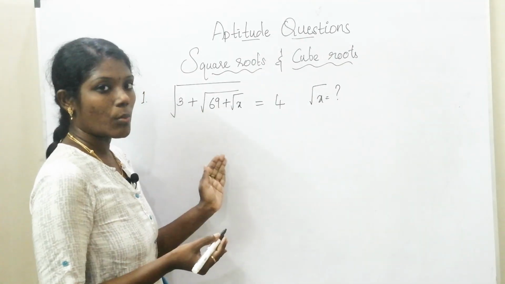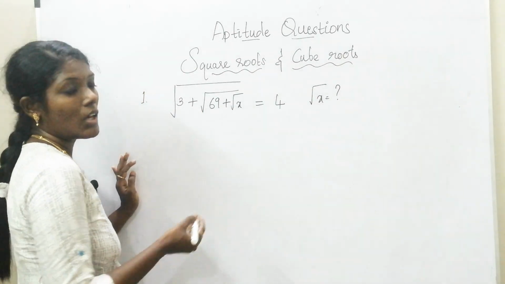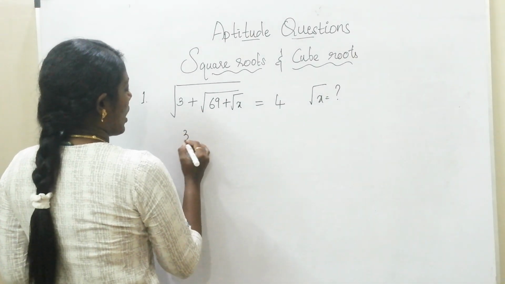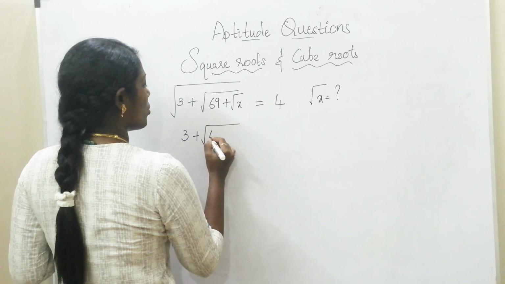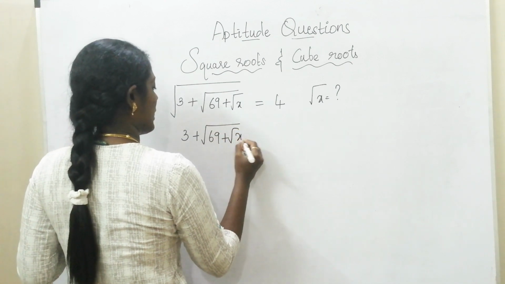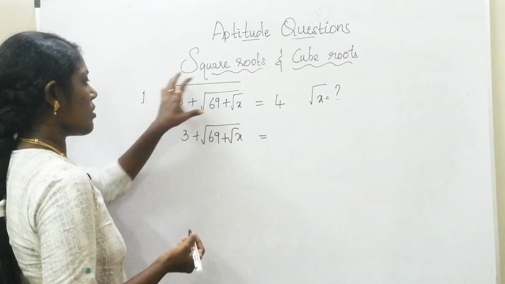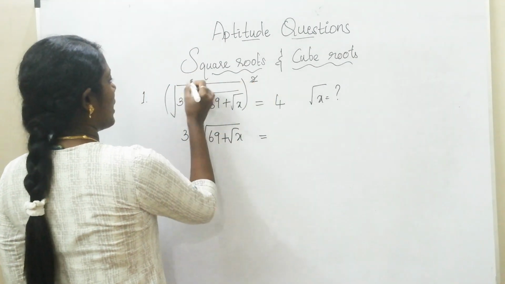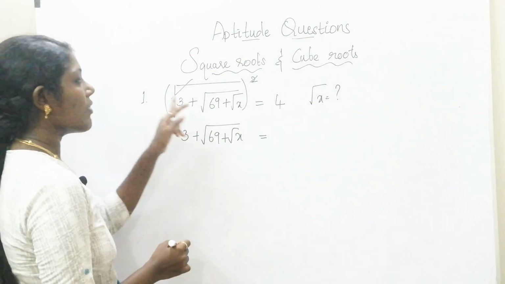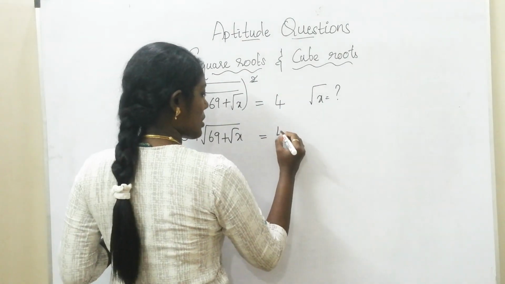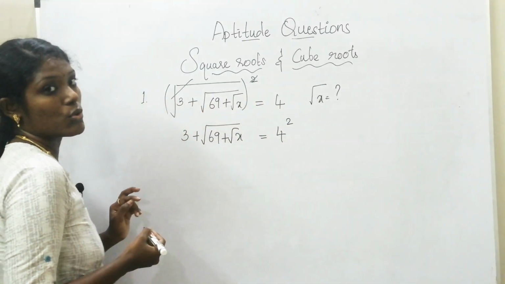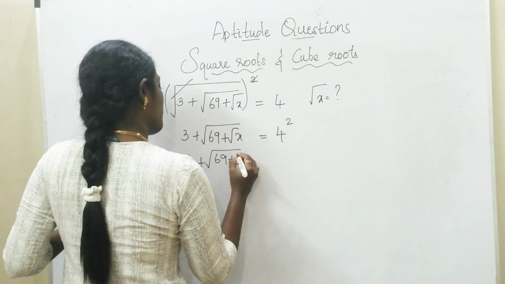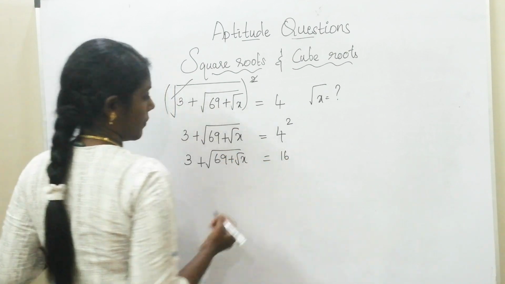That is, if I find the square of that number, I could remove the square root, and I should do that on both sides. So to remove the square root, I am going to square that number. When I square this, automatically the square and the square root get cancelled. Whatever I do on my right hand side, I am going to do the same on my left hand side also. So it is 4 square. So 3 plus root 69 plus root x is equal to 16.